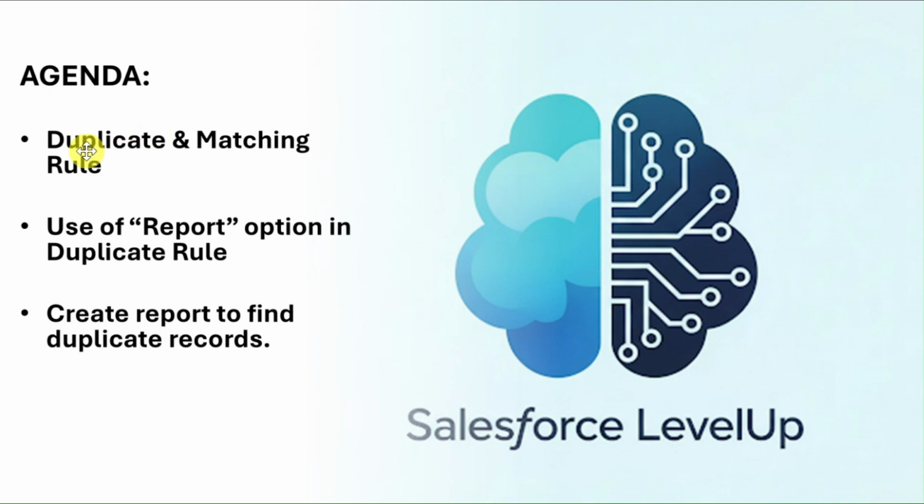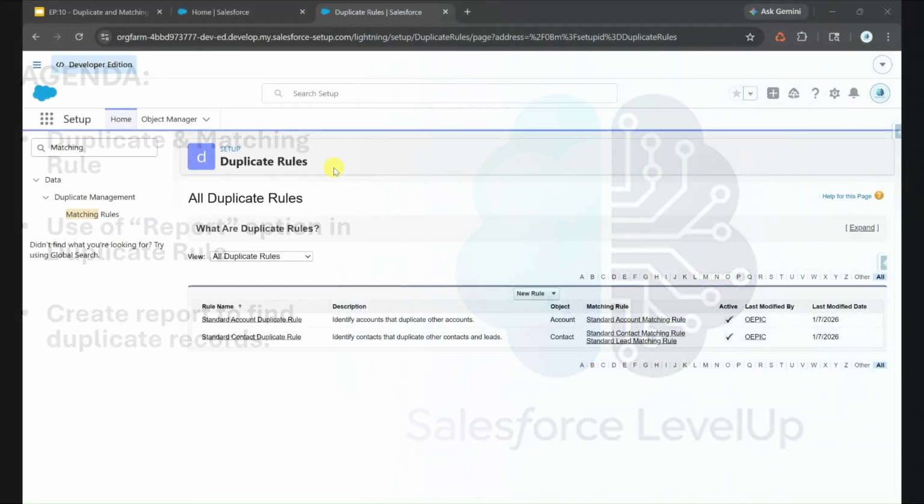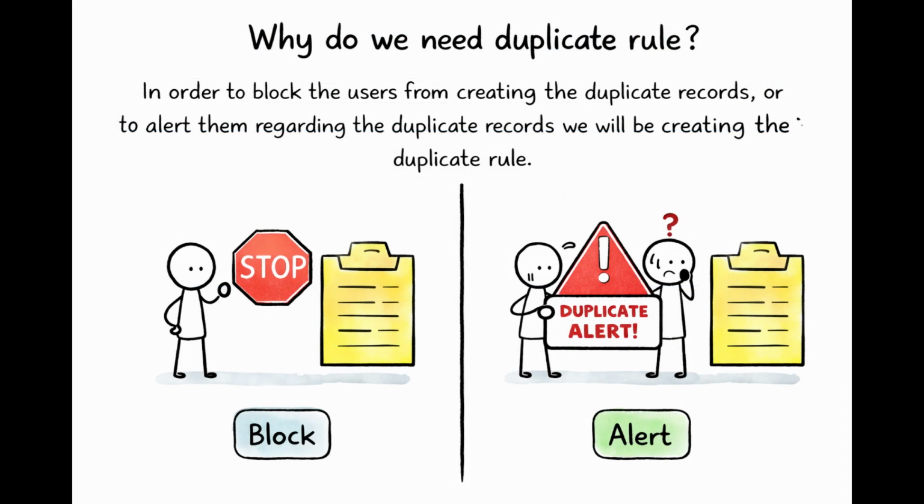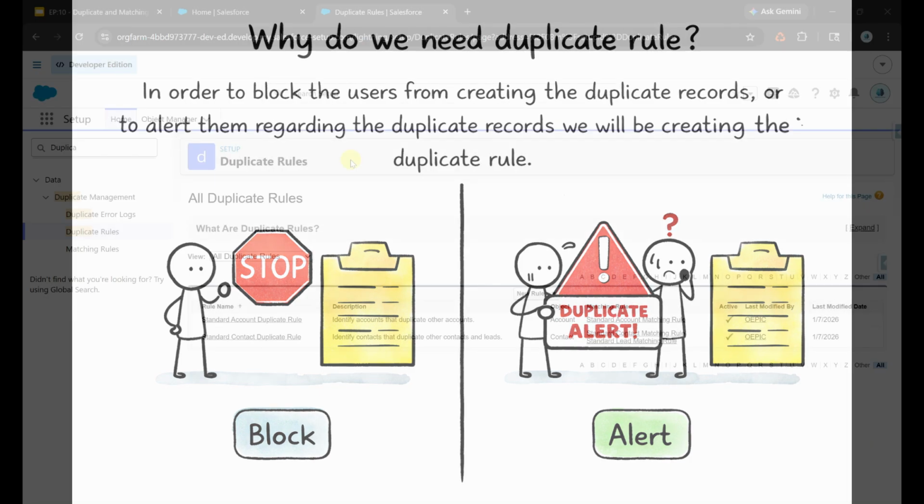In this video, we will be learning what is duplicate and matching rule in Salesforce and also its related concepts that you have to know. Let's get started. Now, why do we even need duplicate rule in Salesforce? The answer is very simple. In order to block the users from creating the duplicate records or to alert them regarding the duplicate records, we will be creating duplicate rules.